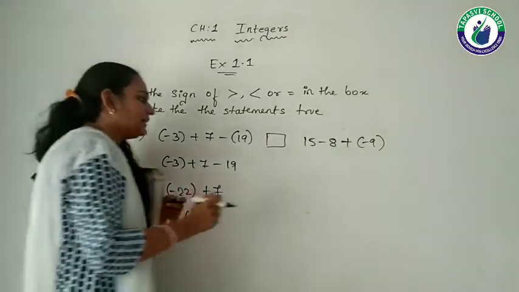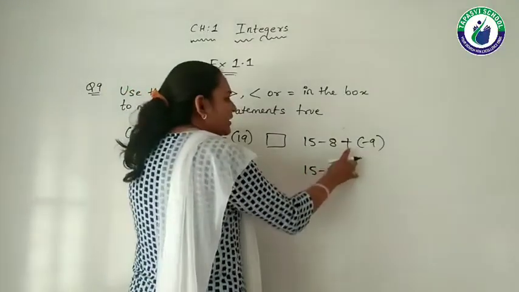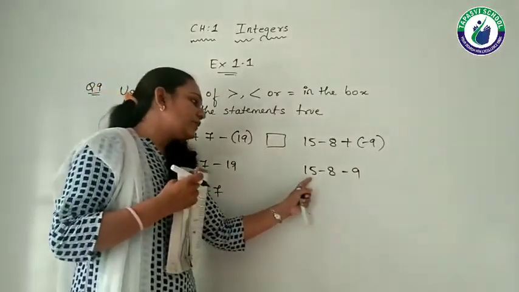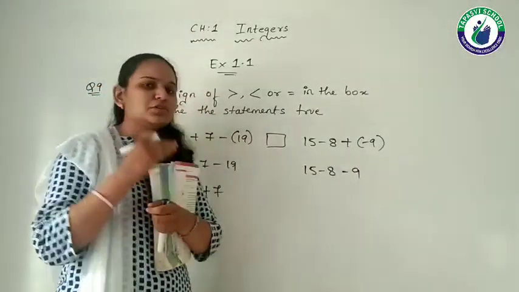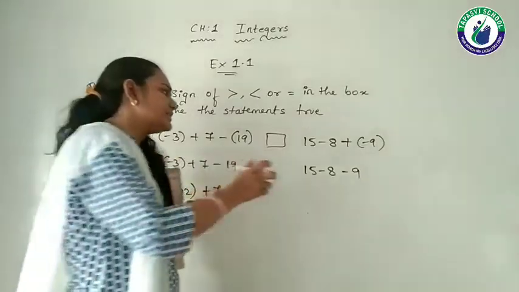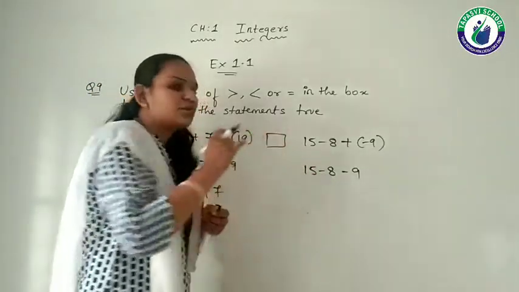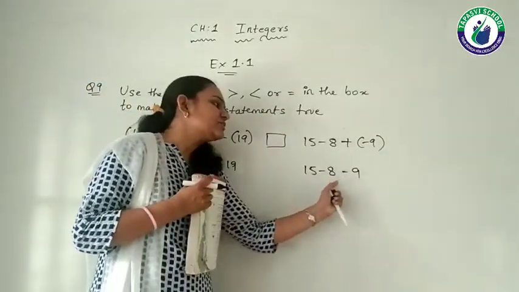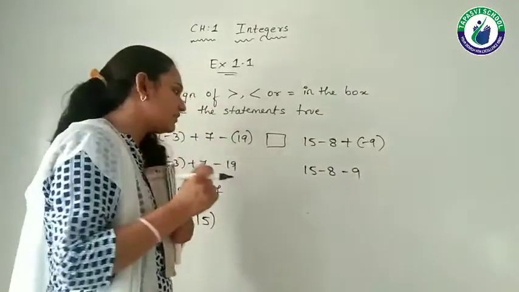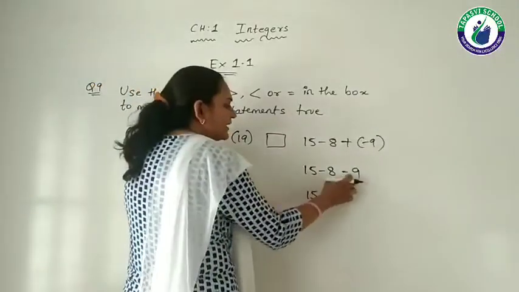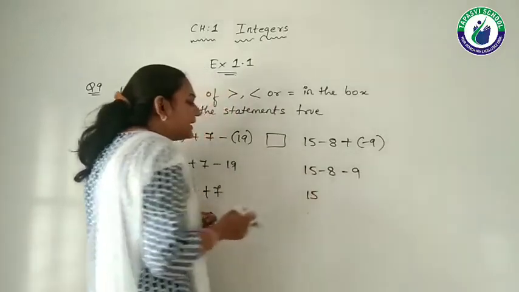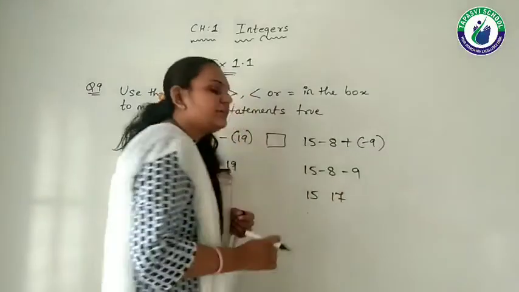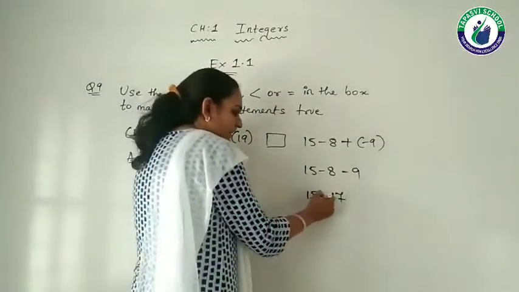Now see the right hand side, plus minus is minus. Clear? Now 15 is positive, the remaining two are negative. So you can do it step by step also. That is, you can subtract 15 and 8 and then whatever answer comes, you can deal with minus 9. Or you can make a pair of these two negative integers, then also you can solve it. I am making a pair of negative integers. 8 and 9 total 17, and both are negative integers, so obviously the answer will always be negative.